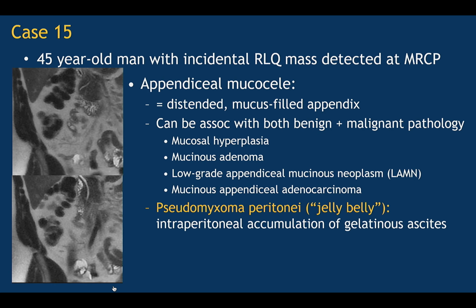Occasionally, you may see pseudomyxoma peritonei, or jelly belly as some people refer to it. When a mucocele ruptures, you can end up with intraperitoneal accumulation of gelatinous ascites. And our patient went to the OR and pathology returned as a low-grade mucinous neoplasm in this case.